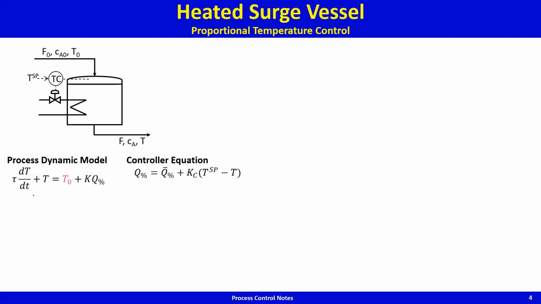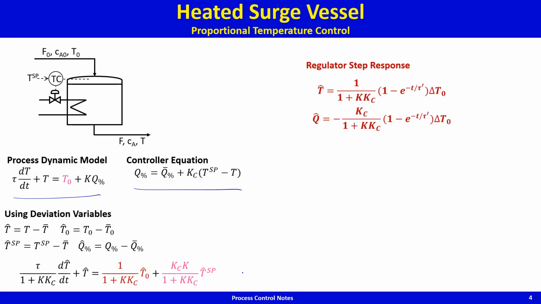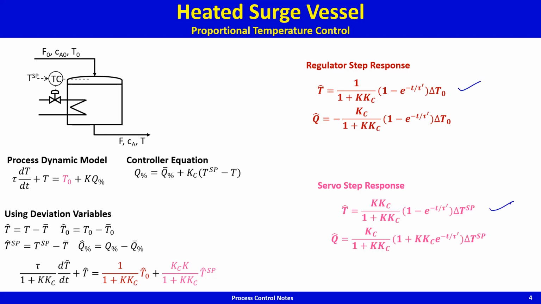So the governing equation, the controller equation, using deviation variables, gives you this. I derived this, and you can also derive it. How? Just substitute whatever you got for t into this equation, and then you will get this. I'm not going to do that; we'll leave that as an exercise for you. So that's the regulator response, and that's the servo response.